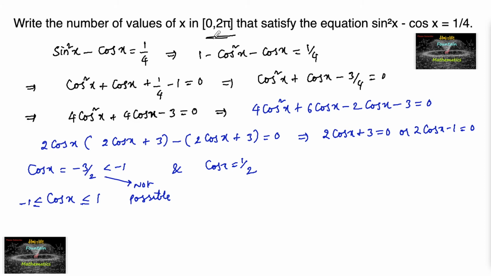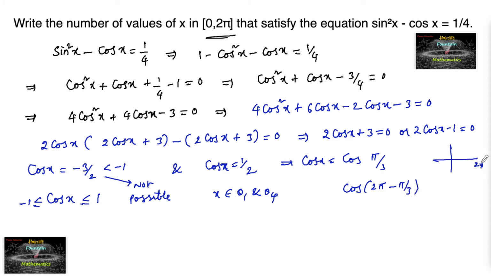And since it is in the interval 0 to 2 pi, cos is positive in the first quadrant and fourth quadrant. So either it can be in the first quadrant, say cos x is equal to cos pi by 3, cos 60 degrees is 1 by 2, and also in the fourth quadrant we can consider cos of 2 pi minus pi by 3. So in the fourth quadrant it is 2 pi minus theta. So we can write here 2 pi minus pi by 3 is equal to 6 pi minus pi, that is 5 pi by 3.